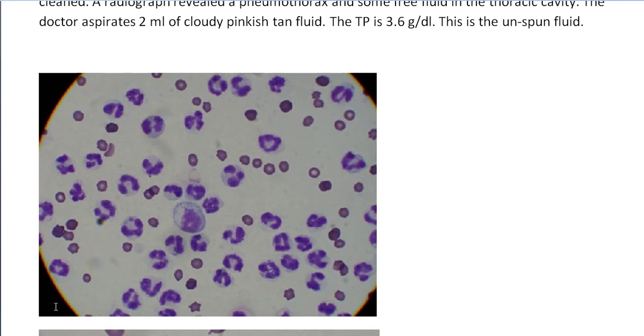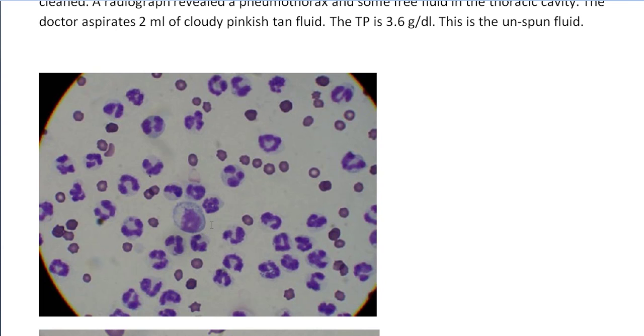The predominant cell type, 95% plus, is neutrophils. They are really starting to be degenerative here. They're starting to get fuzzy. Also noted is a macrophage here in the middle. When I looked at this slide, there was probably about 95% degenerative neutrophils and 5% macrophages.